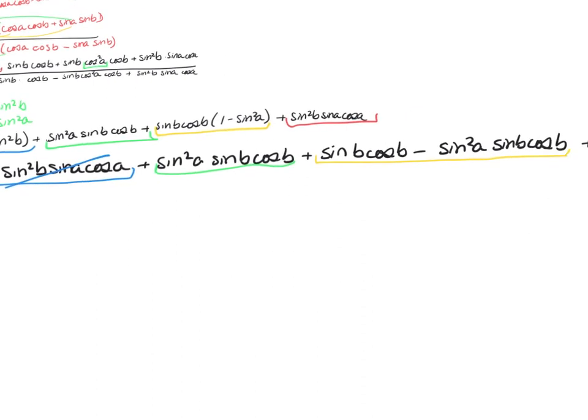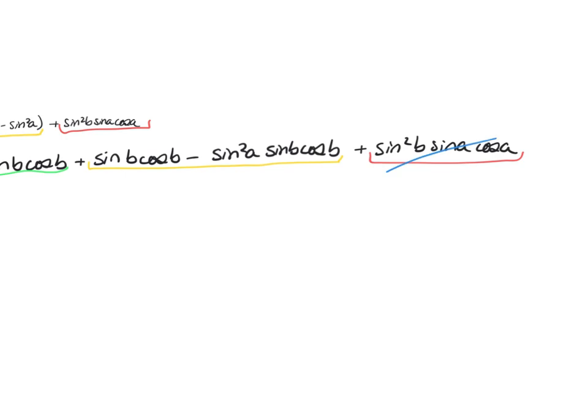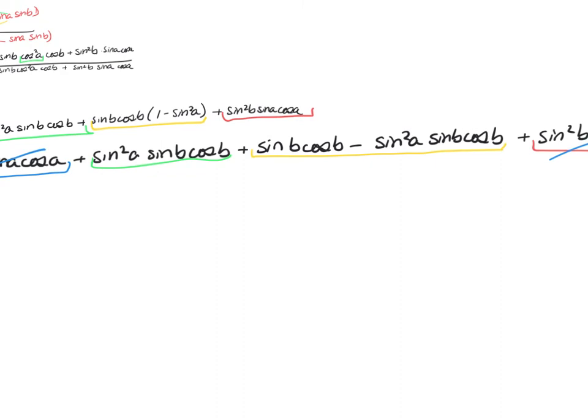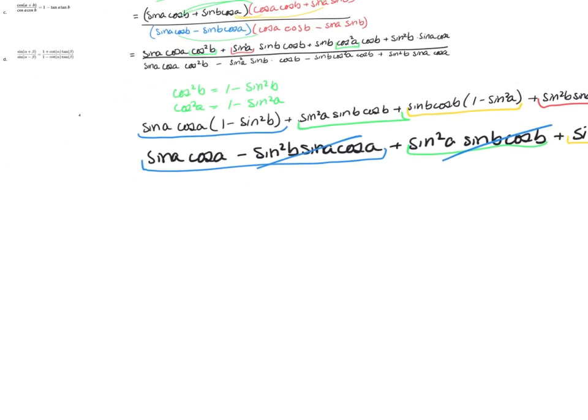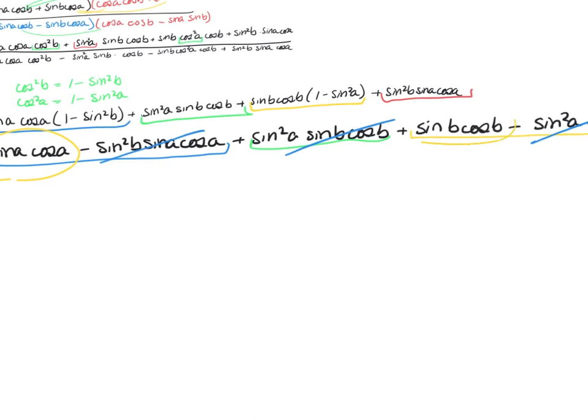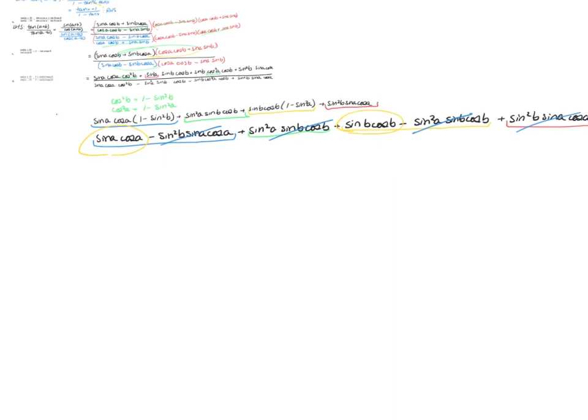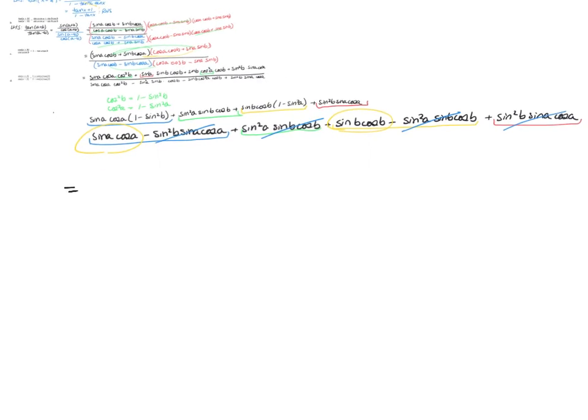This will cancel out this very last term. I also have the sine squared A, sine B, cosine B. This will cancel this term out. So what I'm left with is only this term and only this term in the numerator. You can see that's all I'm left with because everything else cancels out. So my numerator is going to give me the sine of A, the cosine of A, plus the sine of B, the cosine of B.